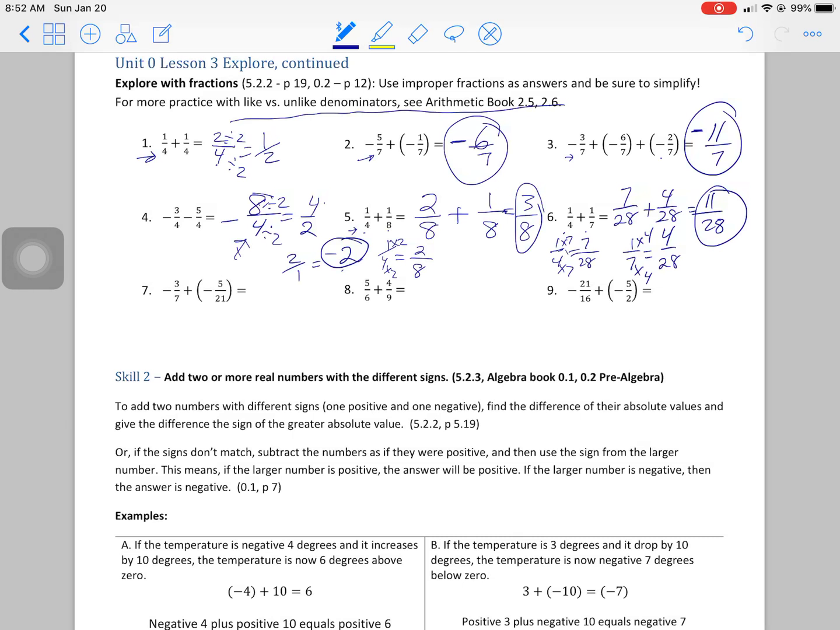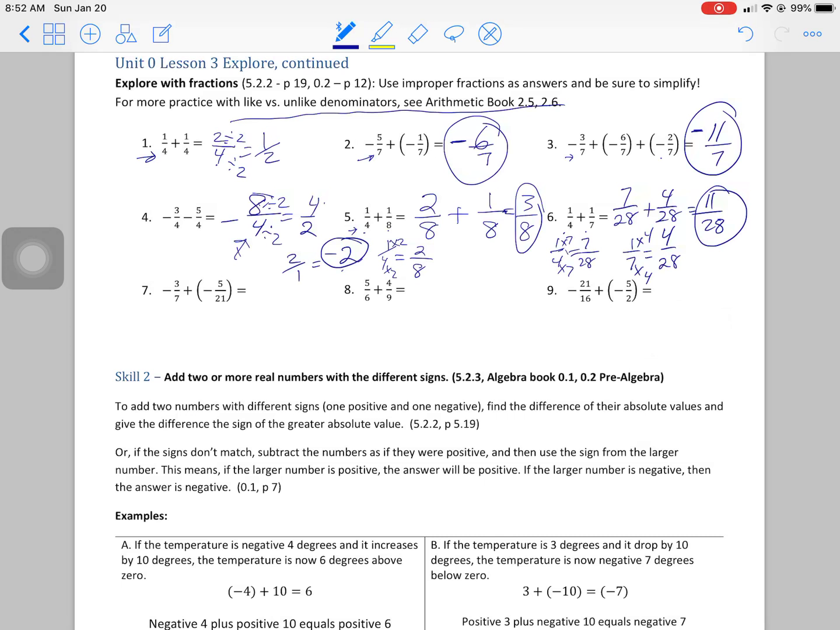Okay? When we were doing 1 over 6 and 1 over 8, you could use 6 times 8 or 48, but then you just have to reduce more at the end. So they'd like you to get in the habit of trying to find the least common multiple.